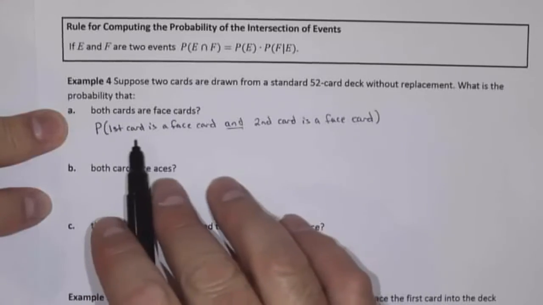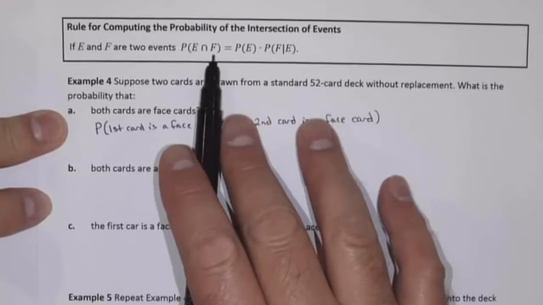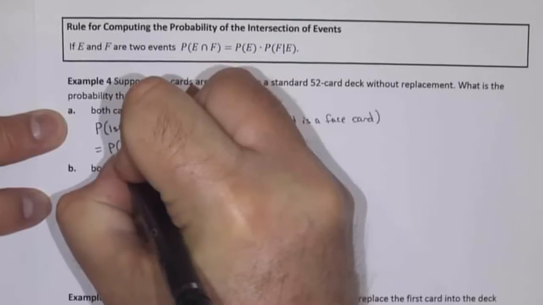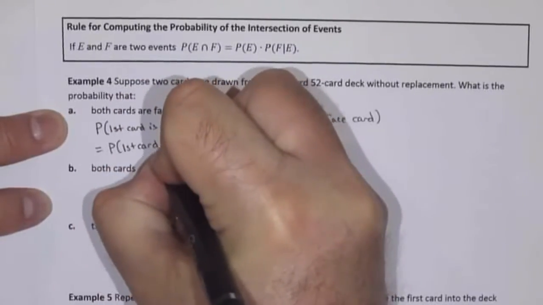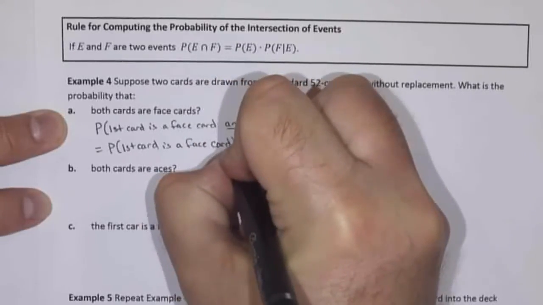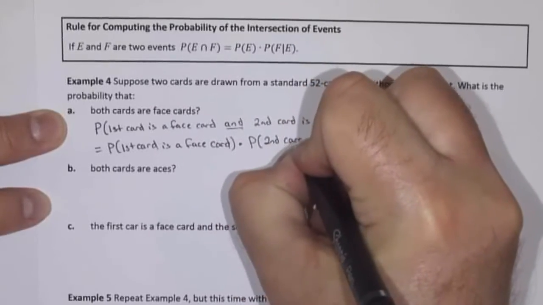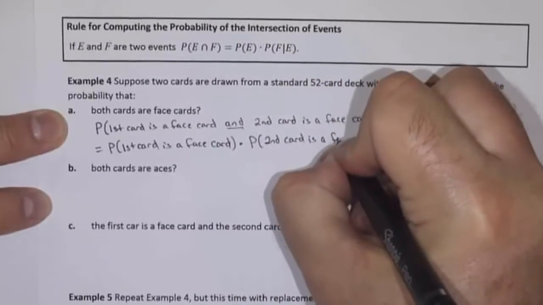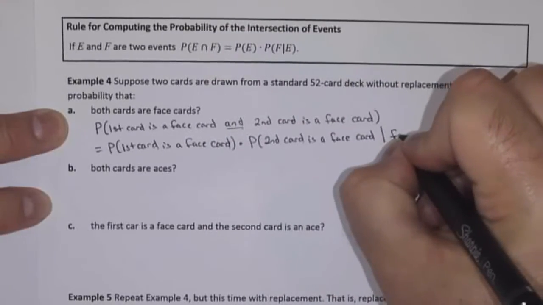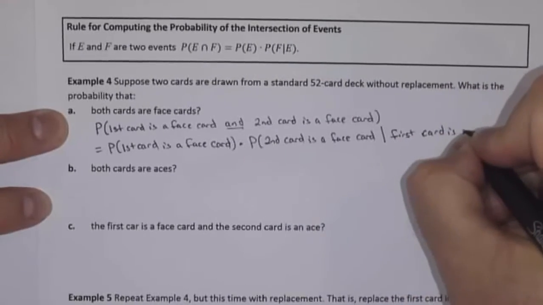So the first card being a face card, that's like E. The second card being a face card, that's like F. So this is going to equal the probability of the first card being a face card times the probability that the second card is a face card, given that the first card is a face card.